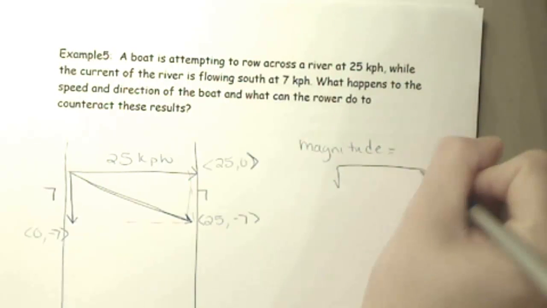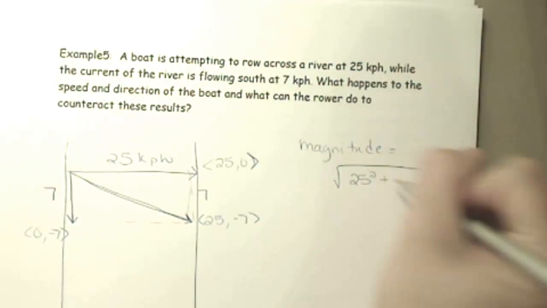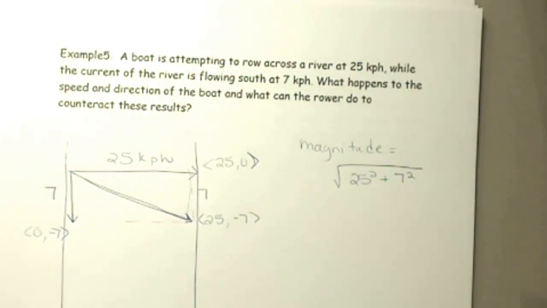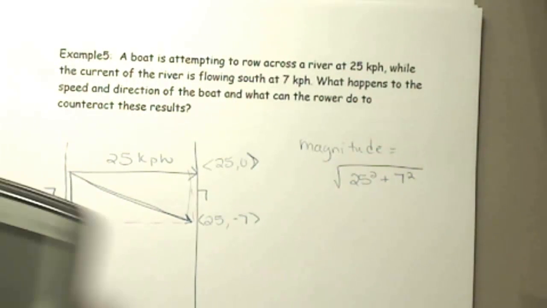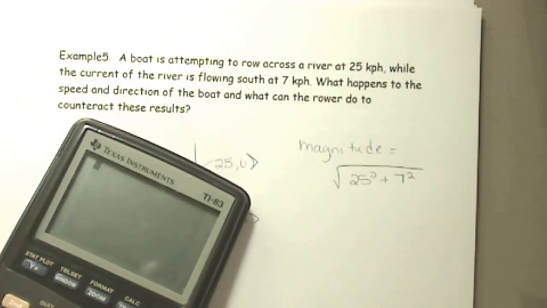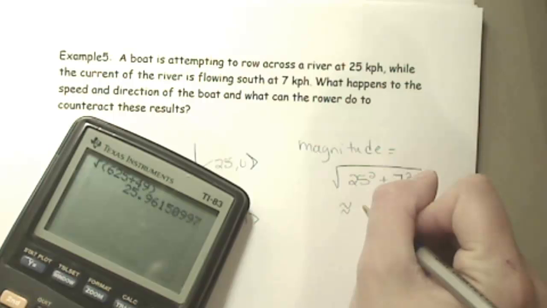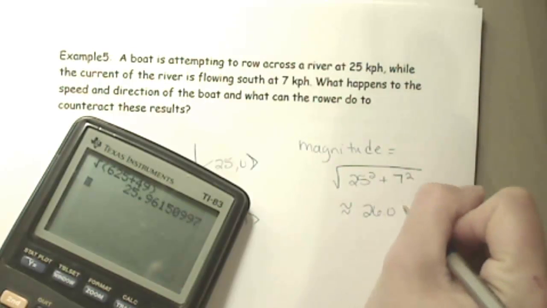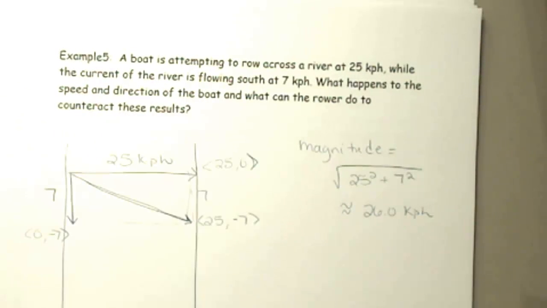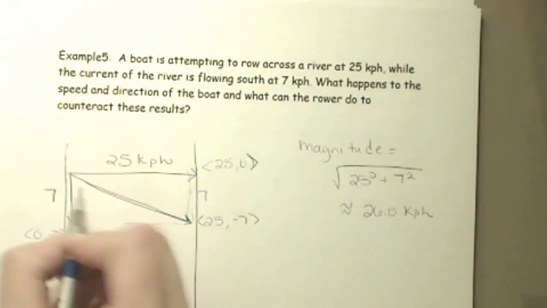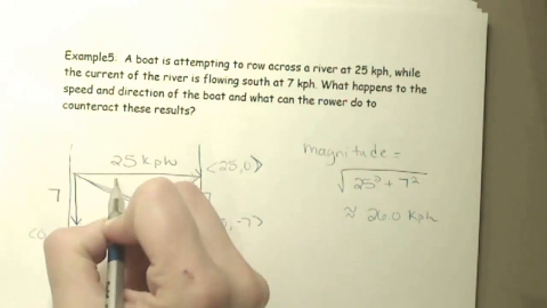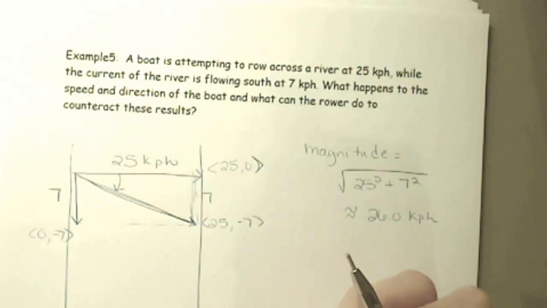So it will be the square root of 25 squared plus 7 squared. 25 squared is 625, and 7 squared is 49. So about 25.96, or 26.0 kph. So the boat is going a little faster because the resultant vector is a little longer. The degrees south of east will be the direction.